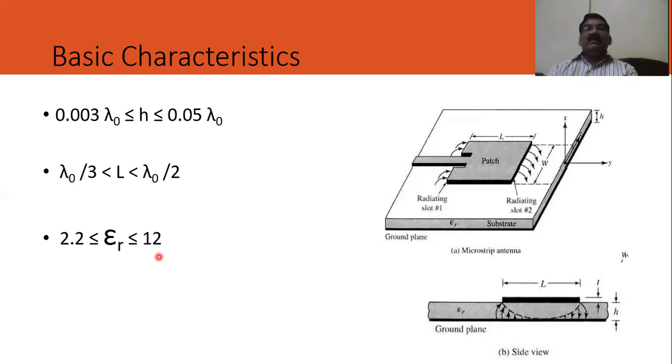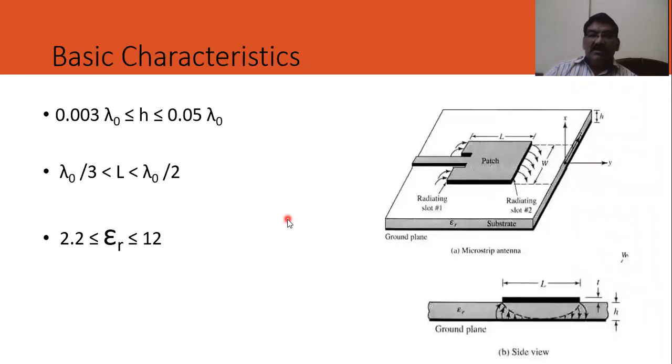If you have a very high value substrate, a very high dielectric constant, then you can design a compact antenna. But there are certain disadvantages for that also. So depending upon your application, you can choose, and sometimes based on availability, you can choose what type of substrate to use. So this is the substrate.